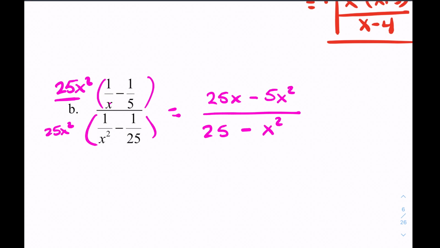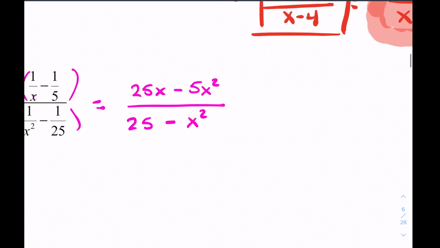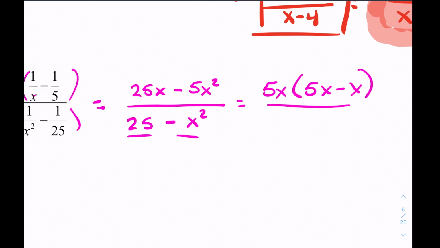Now, I know this looks a little different than what you're used to. On the top, GCF is 5x. So I'm left with 5 minus x. Yep. And then the bottom is still the difference of squares. It's just a different order. So instead of x minus 5, x plus 5, we're going to write 5 minus x, 5 plus x.